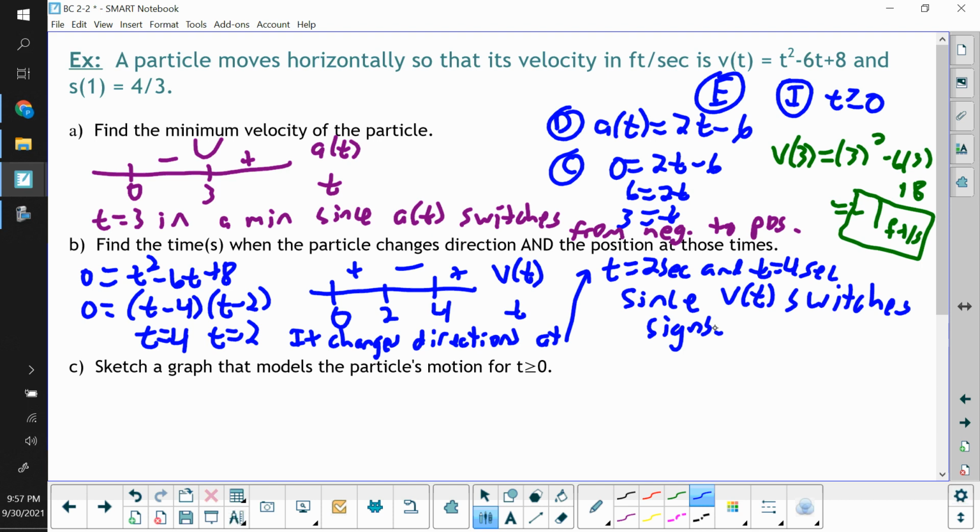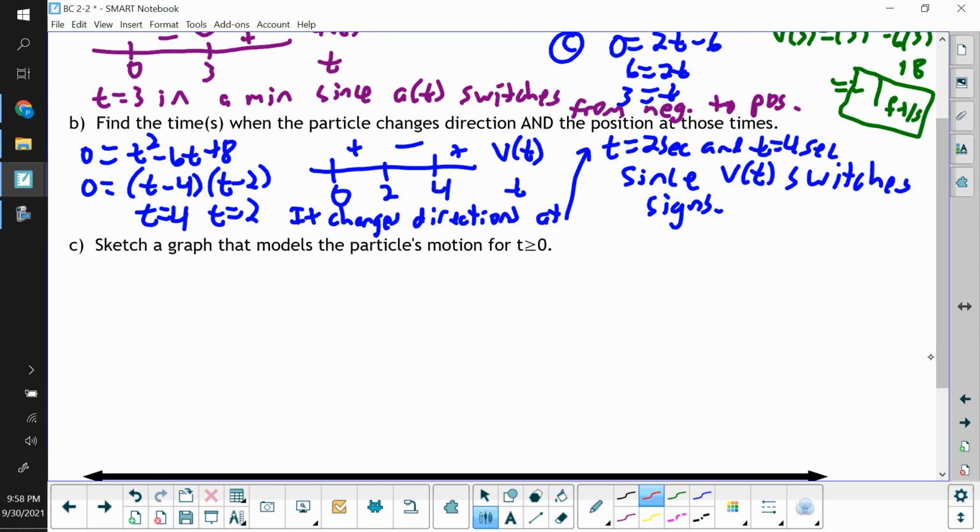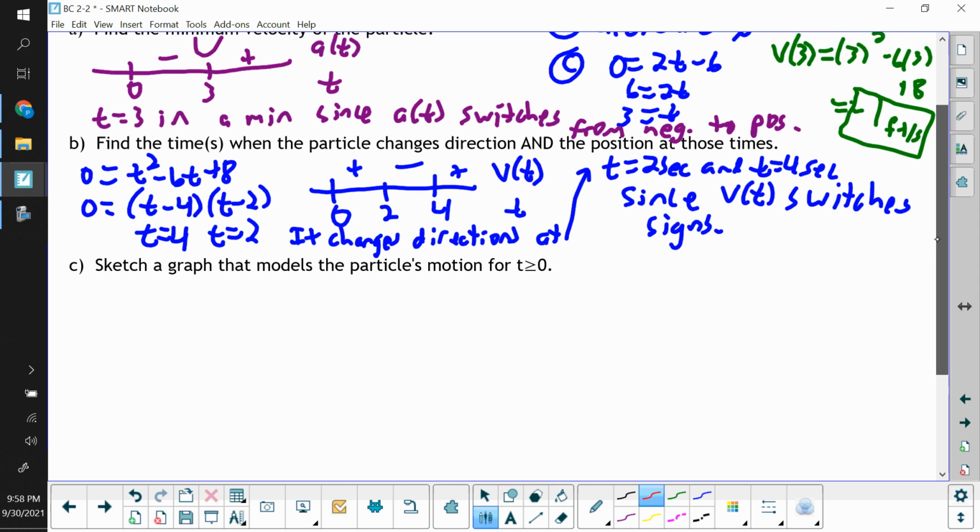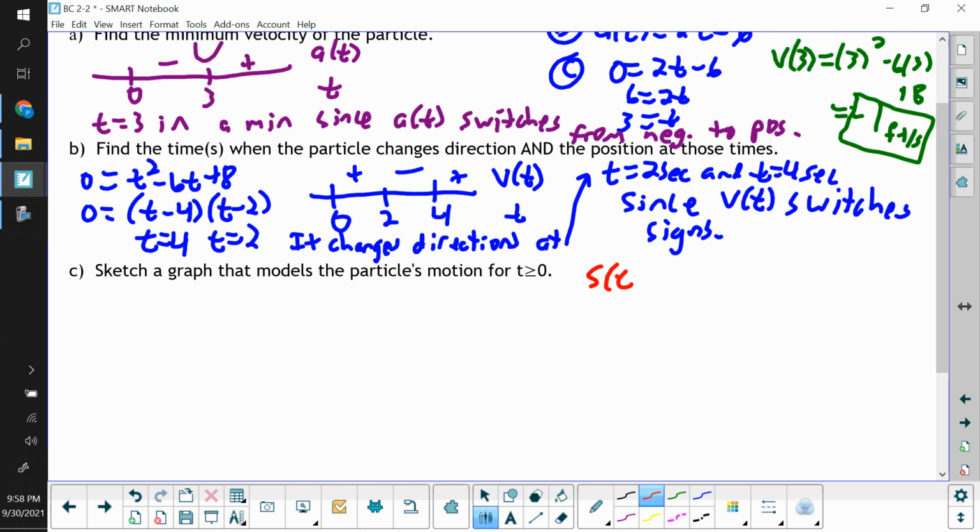So we've only done the first part of part B. We now have to find the position at those times. Well, to find our position function, and we'll try and squeeze this in the space here, we've got to do the antiderivative. So s of t, new exponent will be 3, divide by 3 out front, so you have 1/3 t cubed, minus 3t squared, plus 8t, plus some constant.